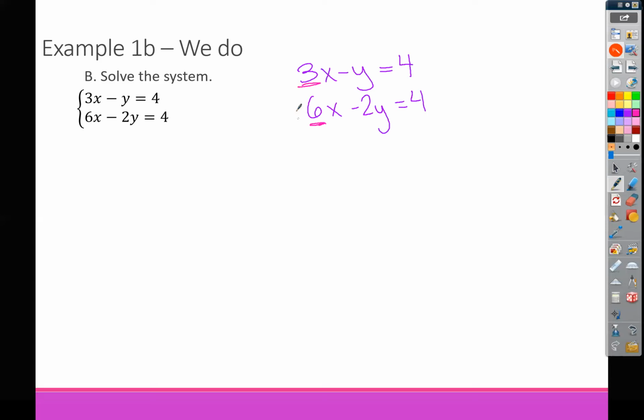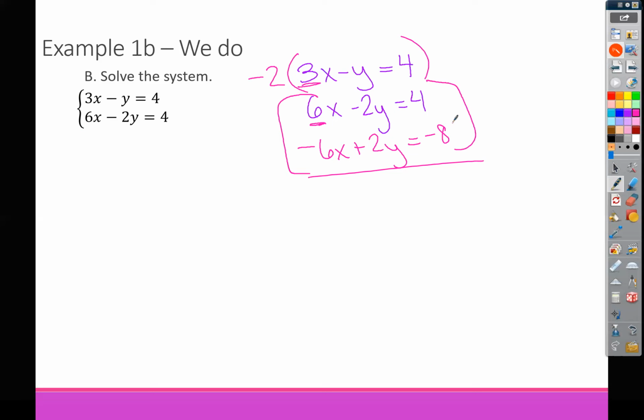6. So since I already have a positive 6, I need to change this to a negative 6. I can do that by multiplying the whole equation by a negative 2. When I do that, I'm going to get negative 6x plus 2y equals negative 8. So now I'm going to add the two equations together. And when I do that, everything is going to be eliminated.